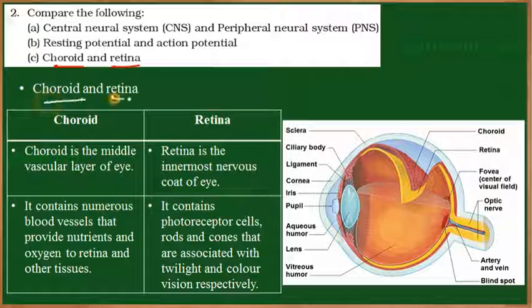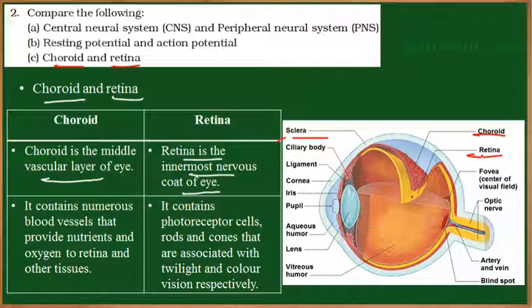So choroid and retina are layers present in the eye. The choroid is the middle vascular layer of the eye. The retina is the innermost layer of the eye. Here we can see the outermost layer is called sclera, the middle layer is choroid and the inner layer is retina. The choroid is supplied with blood vessels, so it is called the vascular layer of the eye.